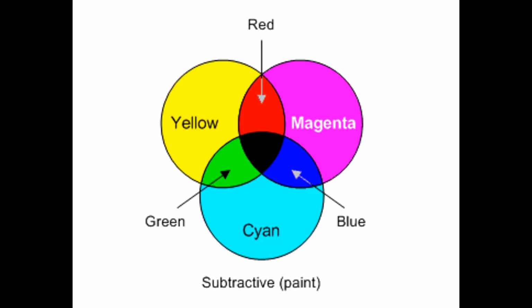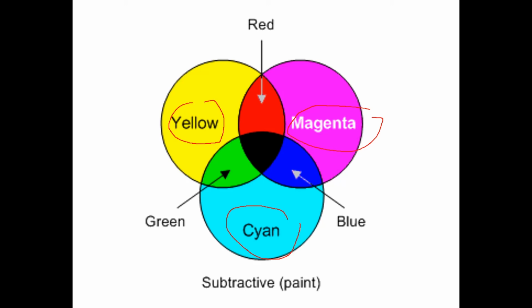Subtractive colors, on the other hand, are what happens when you mix paints, pigments, and inks. You probably did this in elementary school. You probably still do it if you paint or draw with colored pencils. The subtractive primaries are yellow, magenta, and cyan, or red, blue, and yellow is probably how you learned them in elementary school.